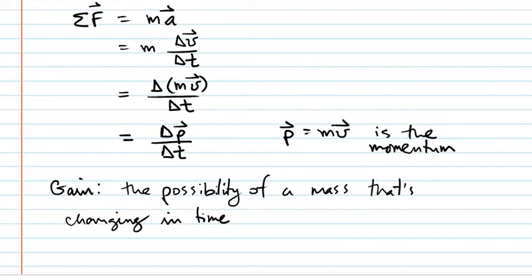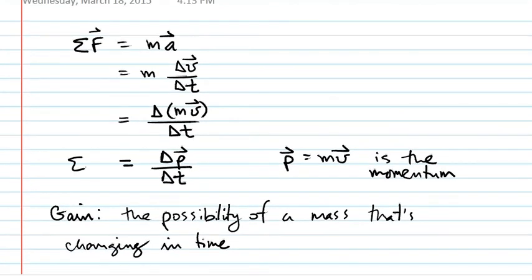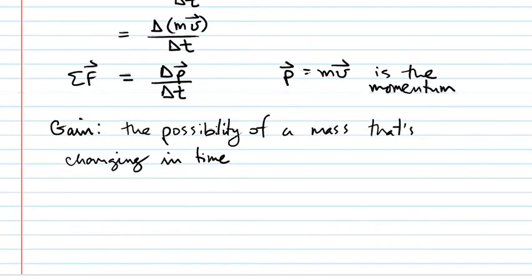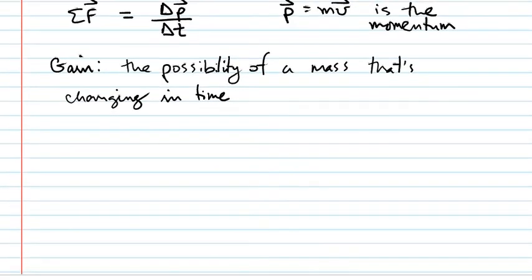We're also going to have, in fact, let's go back up. If this is the net force equals the change in the momentum divided by the elapsed time, we could take that equation, multiply both sides by the delta t, and we would have the net force times the elapsed time would equal the change in the momentum.